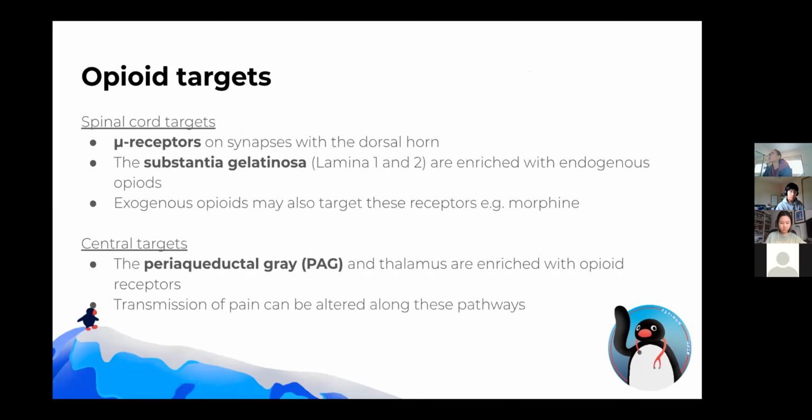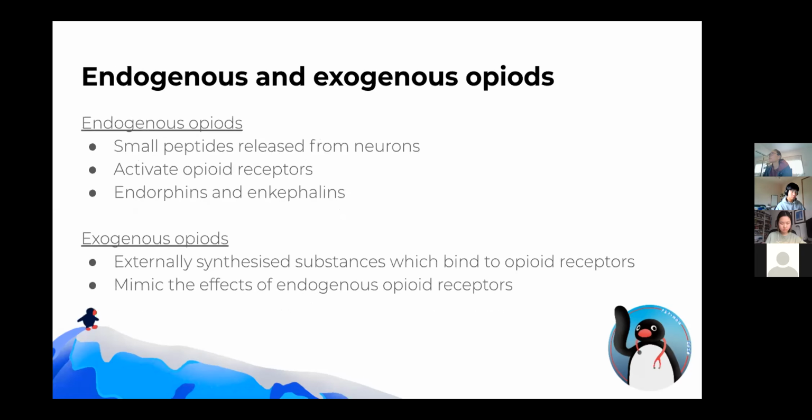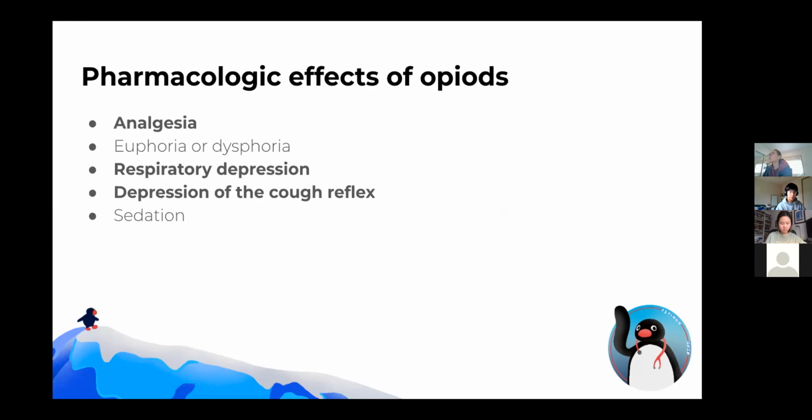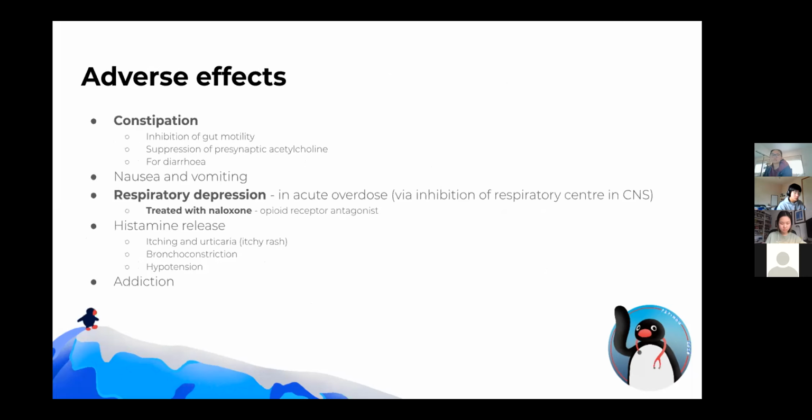So your targets, like what I was saying, the main one you need to know is the mu receptor, and they are found either in your spinal cord or in your brain. Yeah, it's basically what you need to know. And going down, you need to know a few effects of opioids. So it causes analgesia, respiratory depression, depresses the cough reflex, sedation, and these are the main things you need to know. And there are quite a few adverse effects.